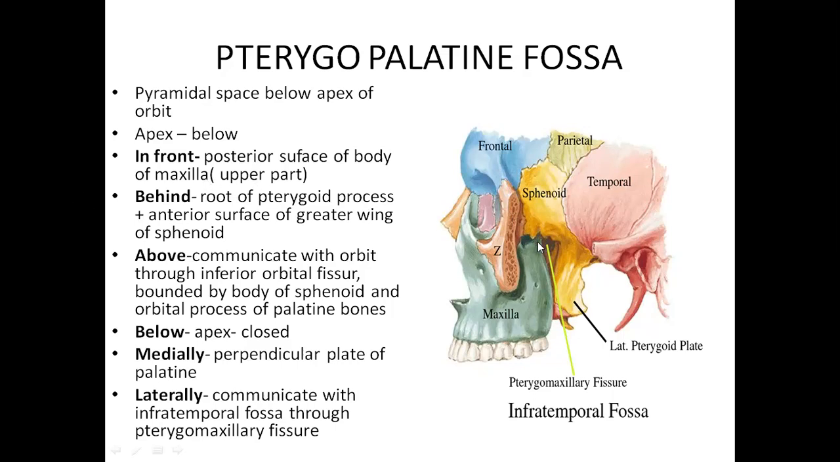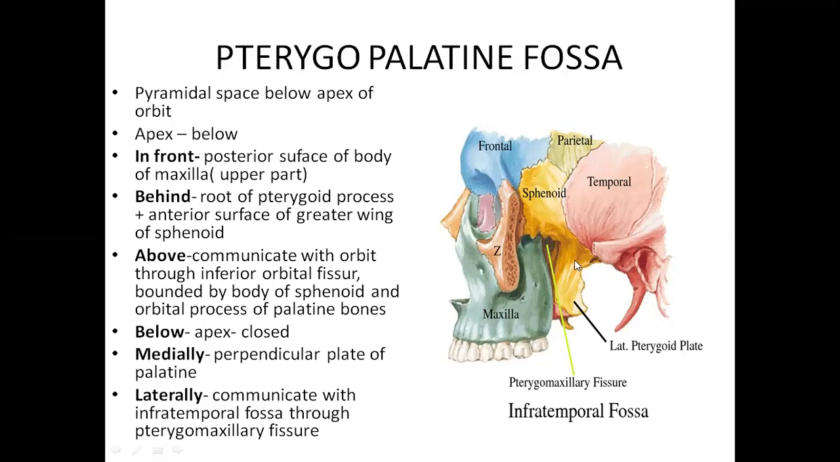Behind, you will see, remember, the greater wing of the sphenoid bone. Above, it is communicating with orbit, the same way I passed the probe and showed you, through the inferior orbital fissure. Below, this pterygopalatine fossa's apex is closed. It is a closed space, a very small closed space. Medially, we will have the perpendicular plate of the palatine bone.